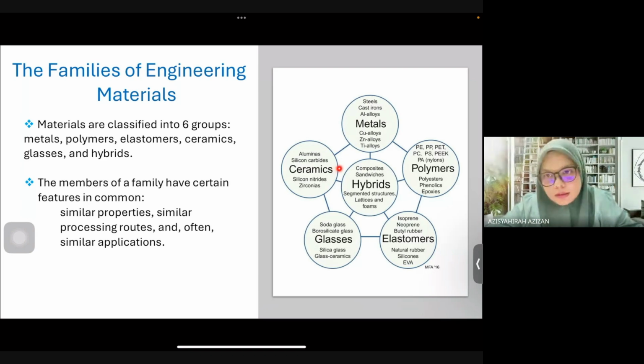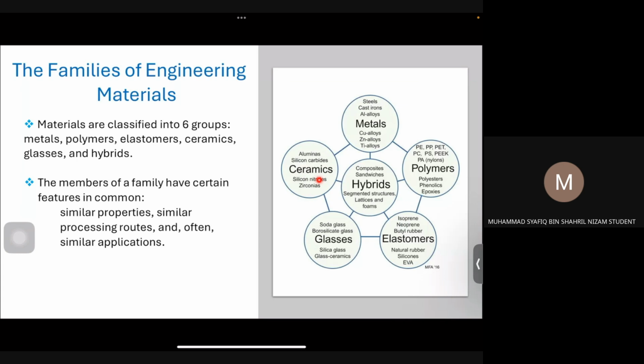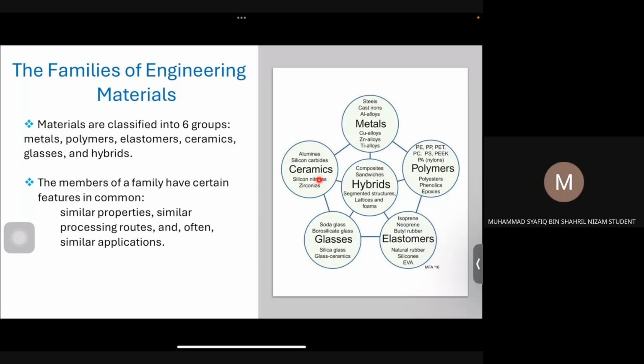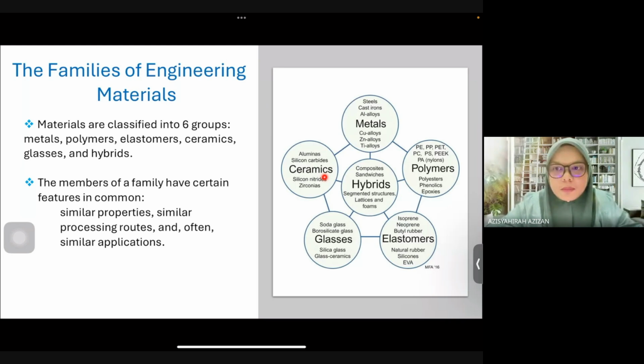What is brittle? Anyone? If you still remember engineering materials, you learn about the properties. So what is brittle? Sorry? Rapuh. Yes, rapuh. Okay, brittle materials can break easily, right?